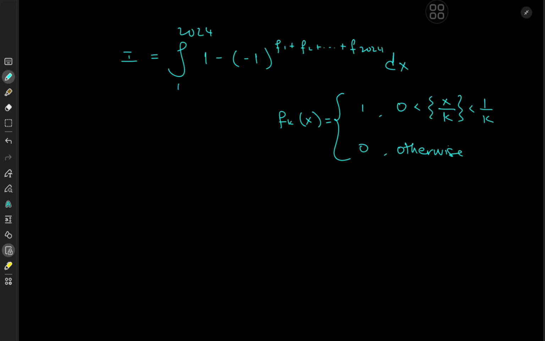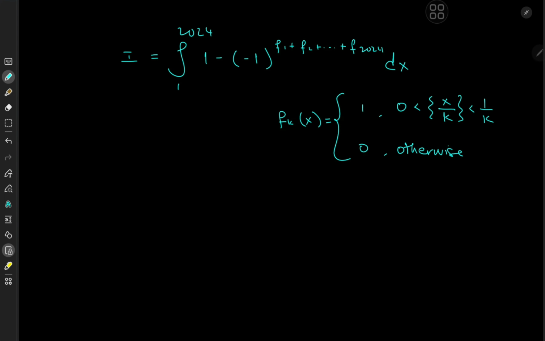Anyway, so we have negative 1 raised to a sum of functions, and these functions are indexed from 1 to 2024, where each f sub k of x is 1 if the fractional part of x over k is between 0 and 1 over k, and 0 otherwise.